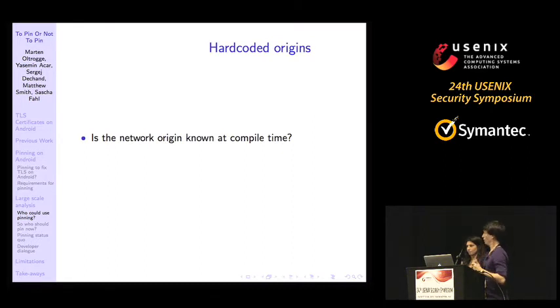Then again, we were interested in whether the network origin is already known at compile time, so is included in an app's binary or is given in a configuration file. If so, then control is given and pinning is a good idea. If not, pinning is not a good idea.